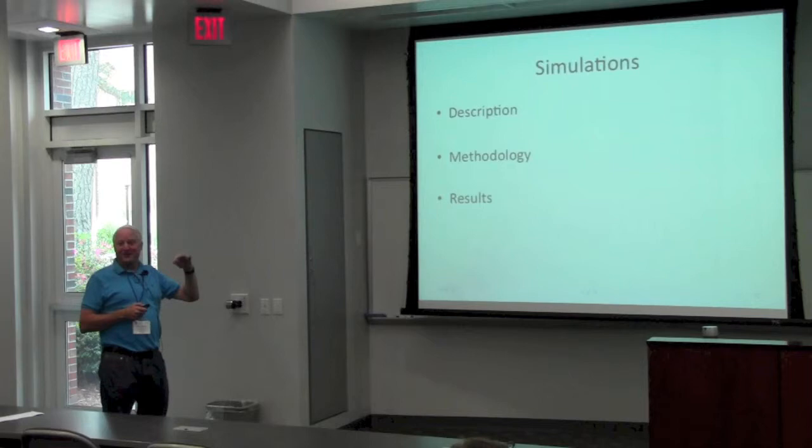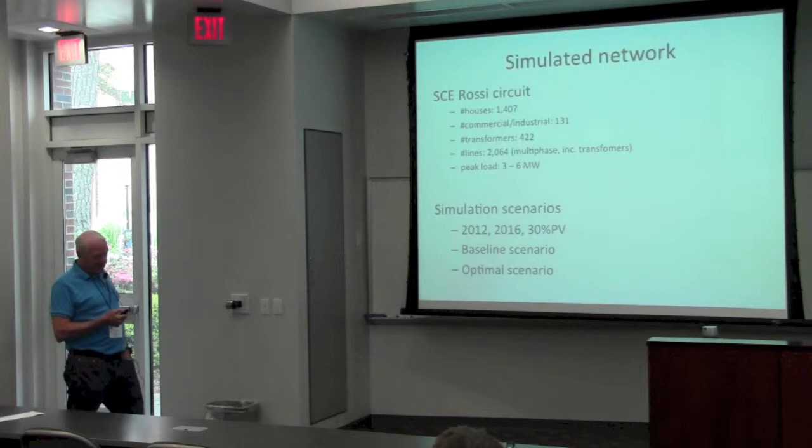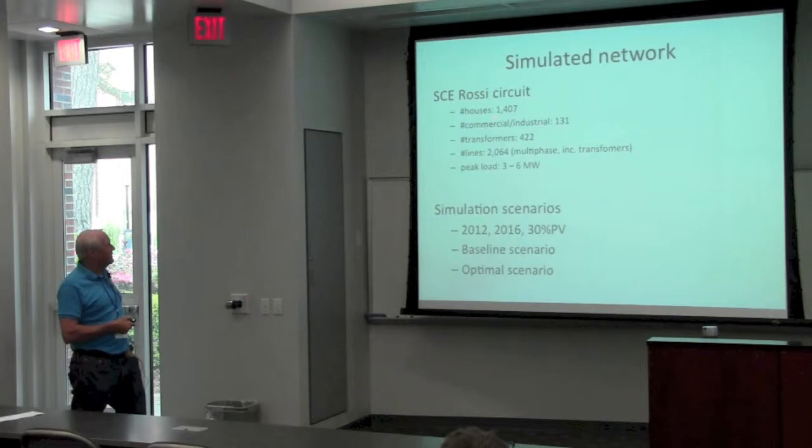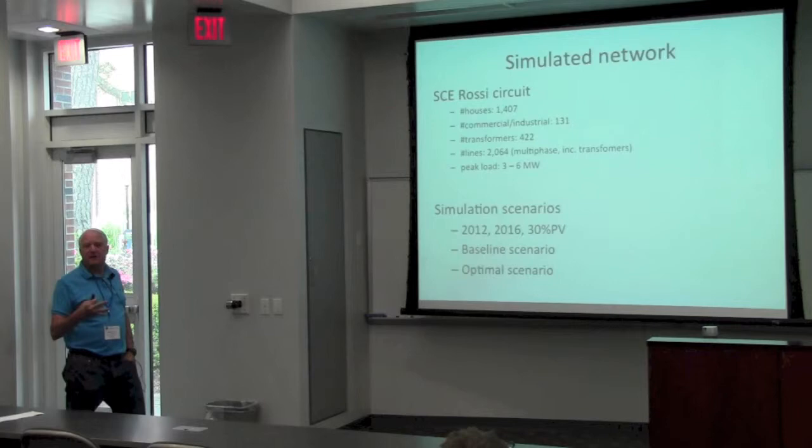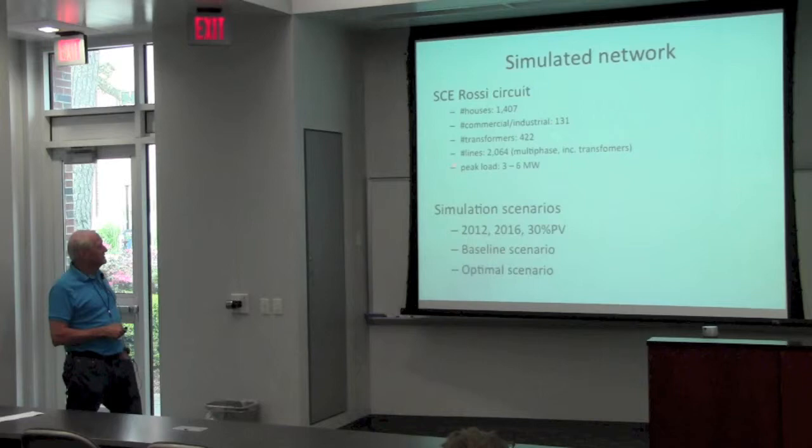But here's what we did. The idea is partly to just see what these kinds of pricing things would do. How would it affect things? So we have what we call the Southern Cal Edison Rossi circuit. 1,400 houses, 130 commercial and industrial, mostly retail kind of buildings. There are 422 transformers. You can see the peak load is about 6 megawatts.